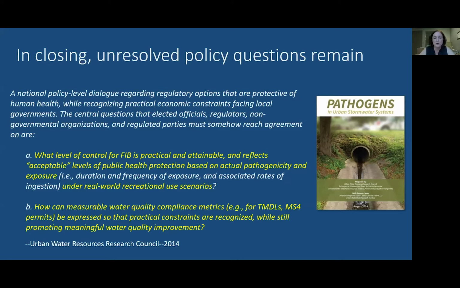And I'll just read the 2 questions there in yellow. Those are, what level of control for fecal indicator bacteria is practical and attainable and reflects acceptable levels of public health protection based on actual pathogenicity and exposure under real-world recreational use scenarios? Second question is, how can measurable water quality compliance metrics for TMDLs or MS4 permits be expressed so that practical constraints are recognized while still promoting meaningful water quality improvement, and I would add protection of human health? I think that these policy questions still remain, and so there's a lot of opportunity for a dialogue on these.